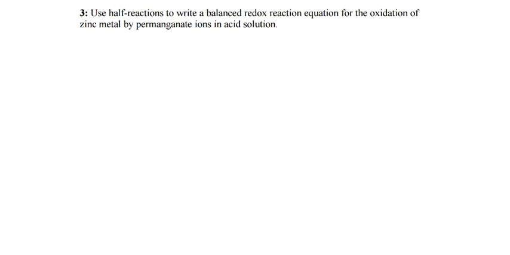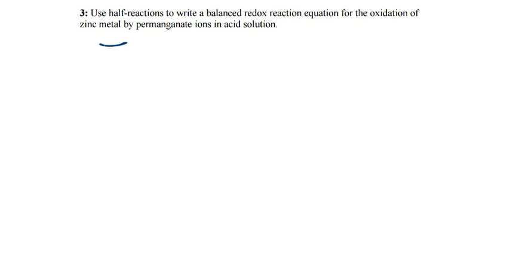We're on question 3 now. Question 3 says, use half reactions to write a balanced redox reaction equation for the oxidation of zinc metal by permanganate ions in acidic solutions. So these kinds of questions, you'll be given the half reactions or the table of the standard reduction potentials. So what is involved in this case is zinc metal.